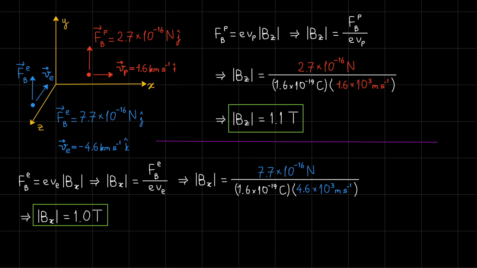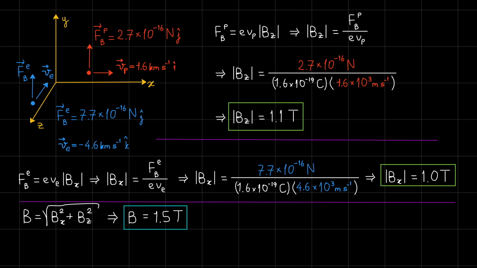Now let's combine these two to find the magnitude and direction of the overall magnetic field vector. To find the magnitude of the magnetic field, we apply the Pythagorean theorem. Here we only have an x component and a z component. We don't have a y component, so the magnitude is equal to the square root of the square of the x component of the magnetic field plus the square of its z component. So B equals 1.5 Tesla.